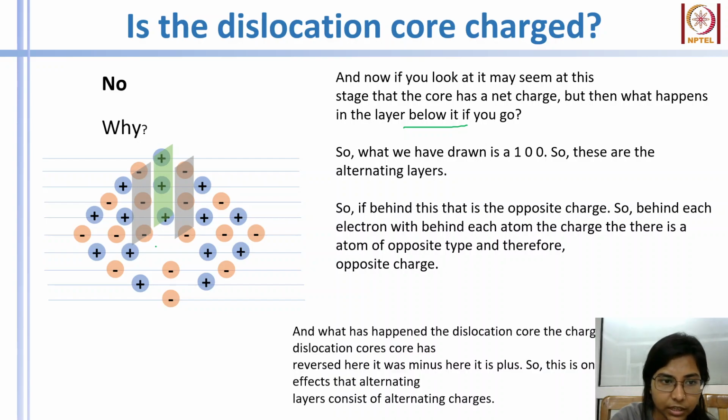So actually what has happened is that in the dislocation core the charge has reversed. Right in this layer it is minus, but in the layer below it will be plus. So this is one of the effects that alternating layers consist of alternating charges. So then what will happen? If we have an even number of layers, then it will be uncharged. If we have an odd number of layers, then the dislocation core will be charged.